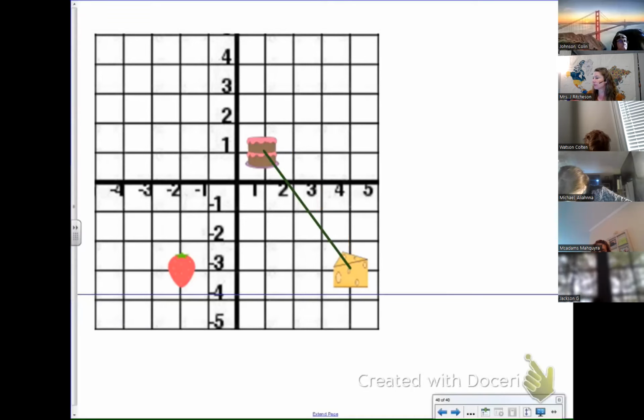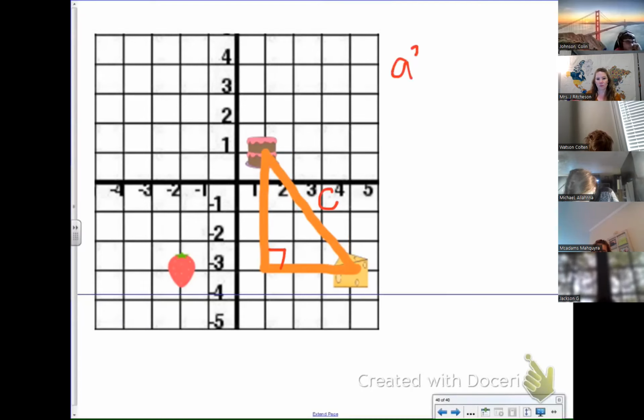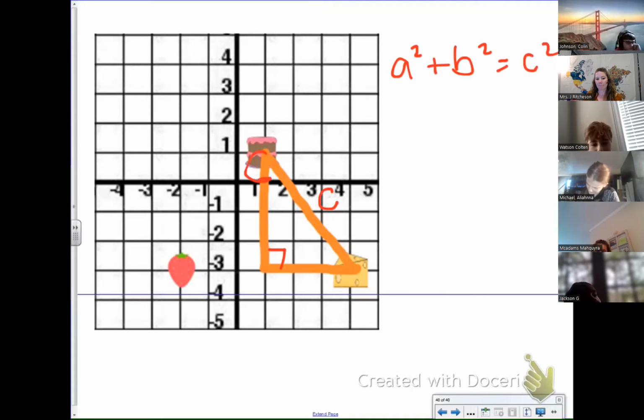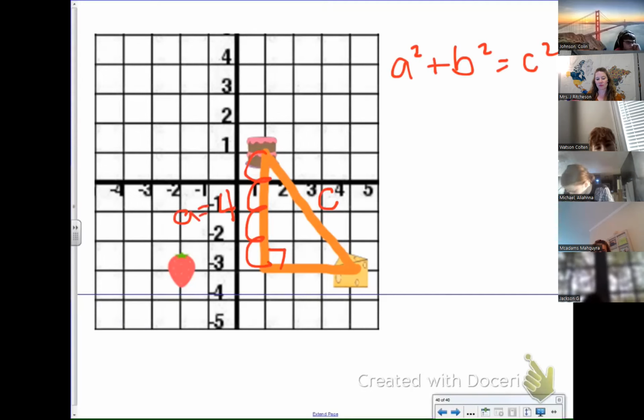Notice I have my green line here. Well, if I were to make a line down here and then cut straight across, I've now created a right triangle. And I know how to find the distance of my C, or my hypotenuse, in a right triangle. All I have to do is find out my side lengths, and then I can use the Pythagorean theorem, which remember is a squared plus b squared equals c squared. So let's take a look and see if we can find our side lengths to start. 1, 2, 3, 4. So I have a side length of 4, and I'm going to call that side A. Then I have a side length of 1, 2, 3, and I'm going to call that my side length B.